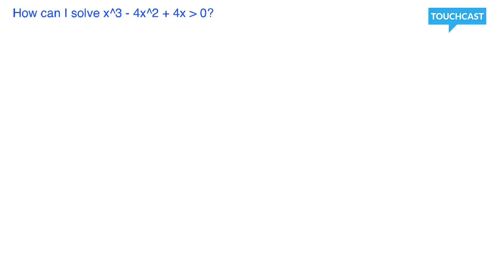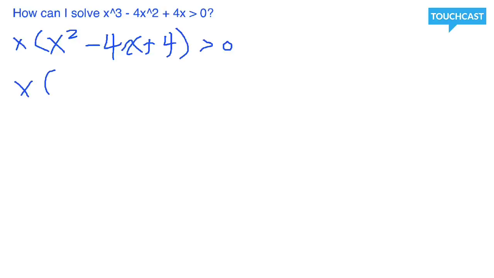I start by factoring. I notice that there is a greatest common factor of x, so I have now x times the quantity x squared minus 4x plus 4 is greater than 0. Inside those parentheses, I have a trinomial that factors. This is x minus 2 times x minus 2. I want that polynomial to be greater than 0. I want it to be positive.